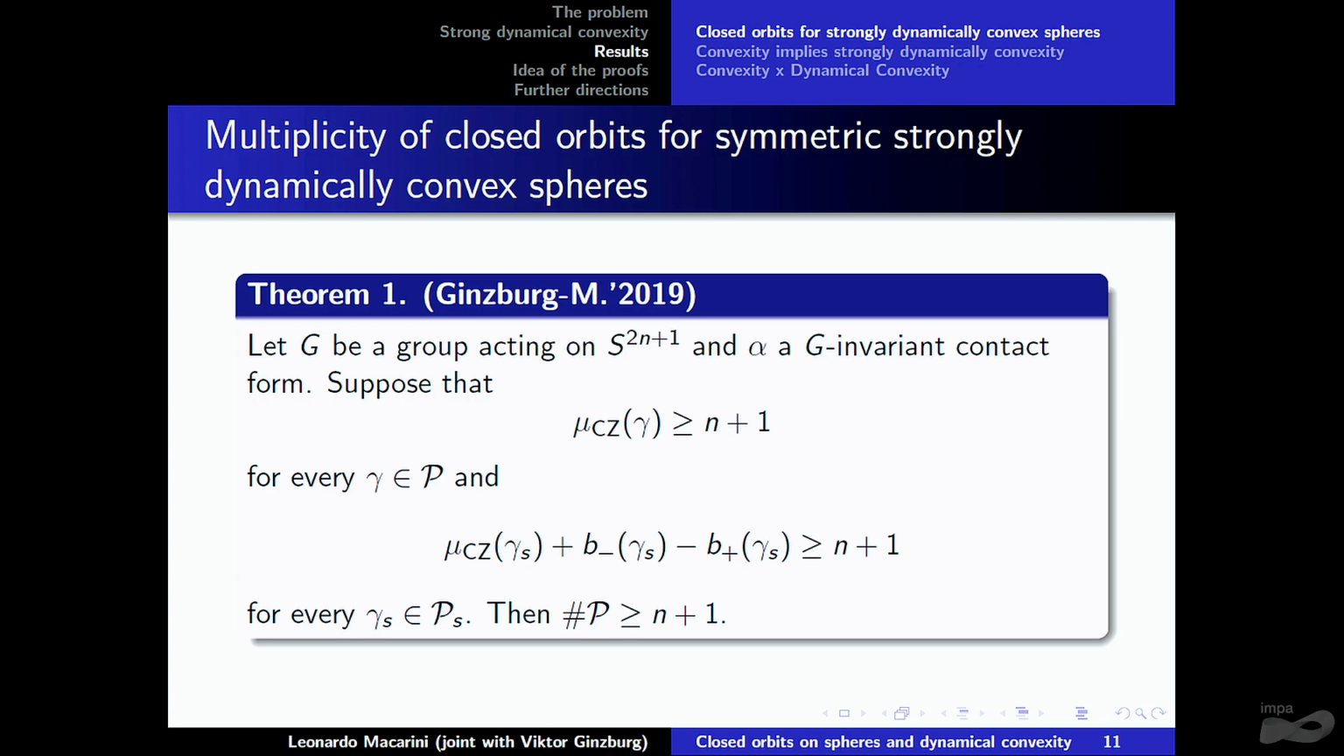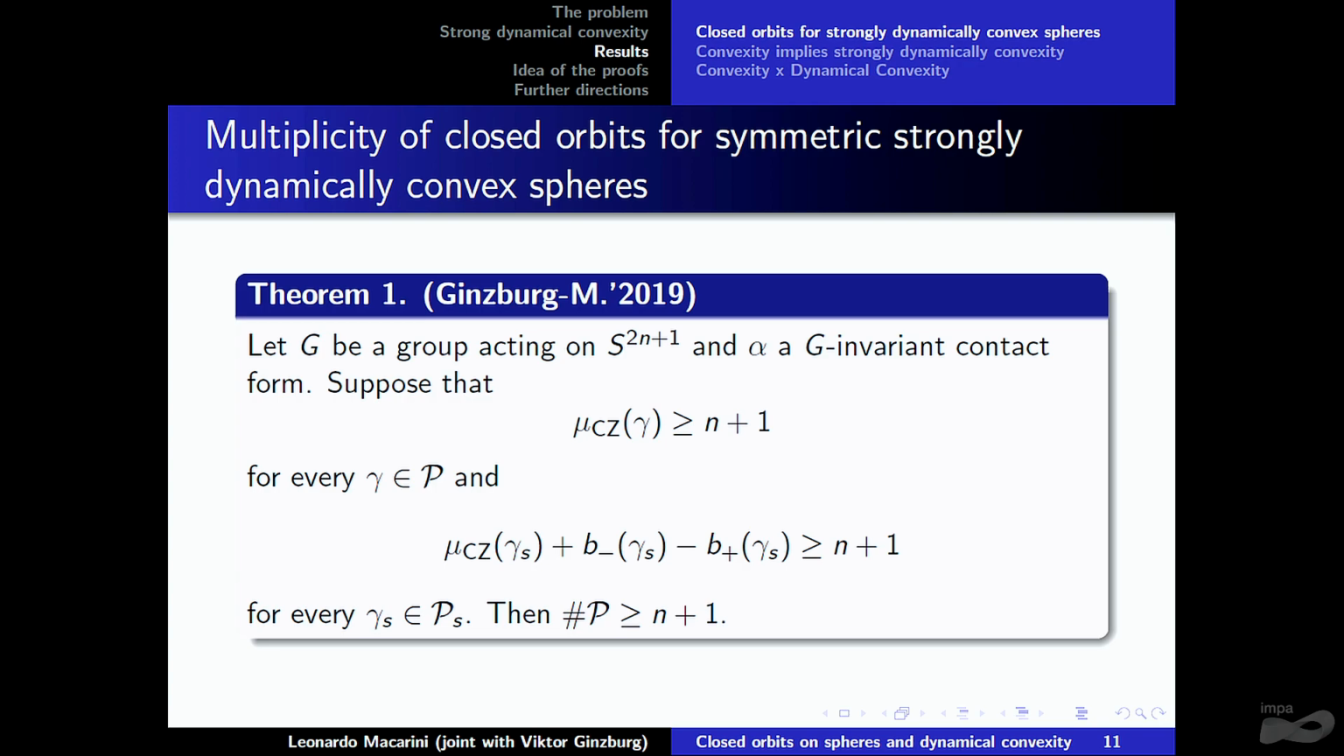So if you have a G-invariant contact form, for any G action and any group G, and every symmetric closed orbit has index at least n plus 1, not n plus 2, and the index plus b minus b plus is also bounded by n plus 1, then we have at least n plus 1 geometrically distinct closed orbits. So in particular, when you have strong dynamical convexity, you have at least n plus 1 simple periodic orbits. This is the first result.